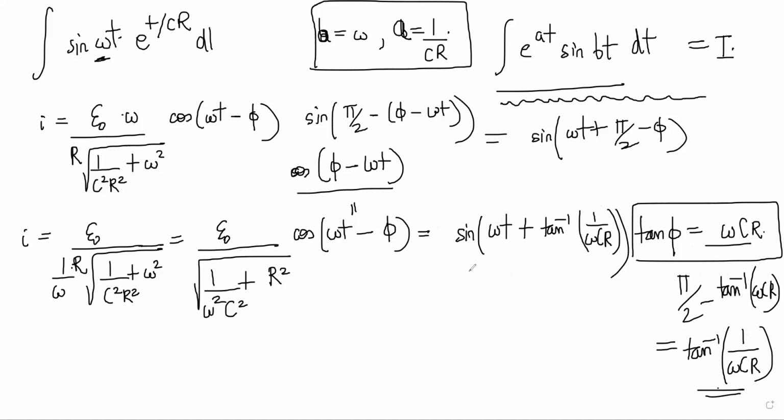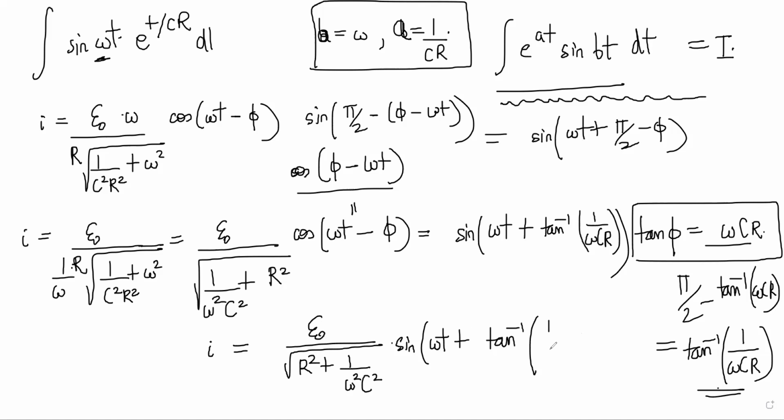Now my total current formula is coming as E naught by root over R square plus 1 by omega square C square sine omega t plus tan inverse 1 by omega CR.